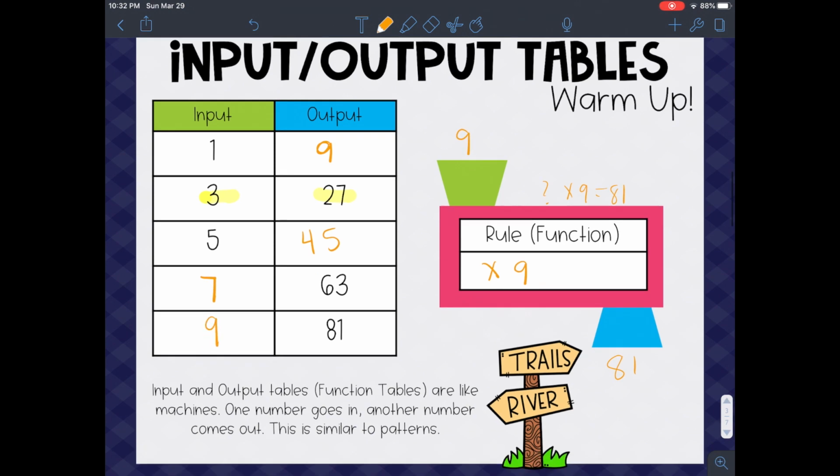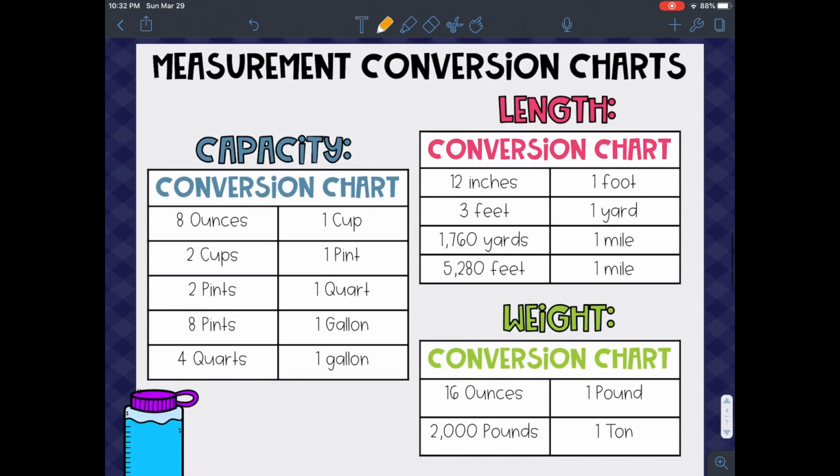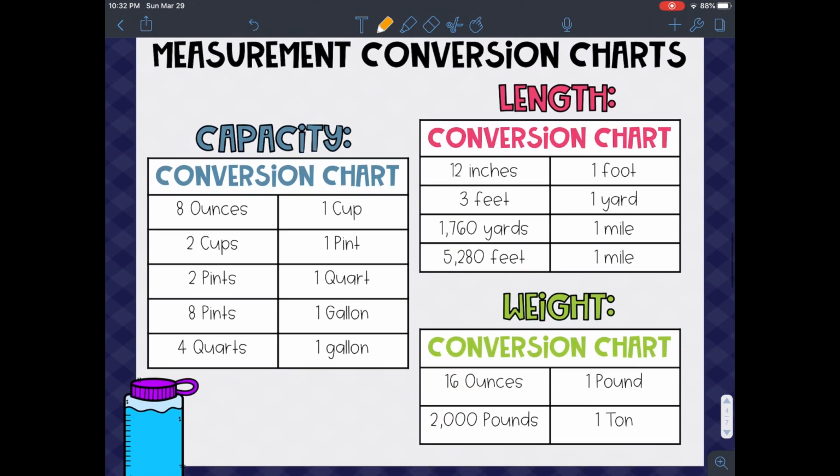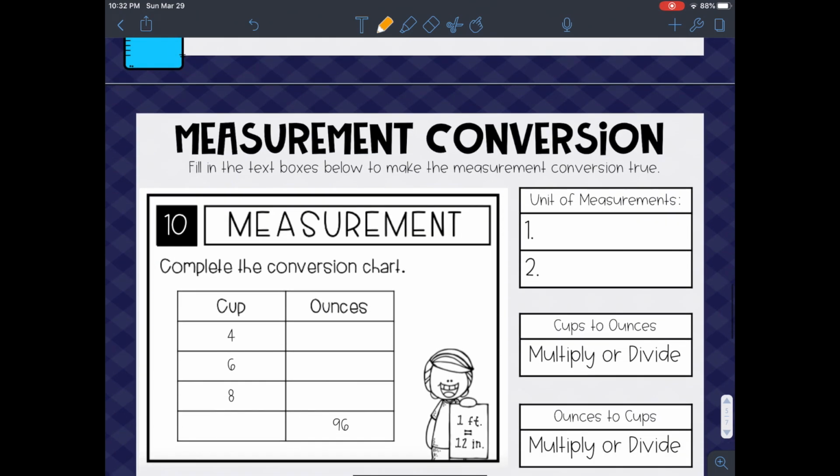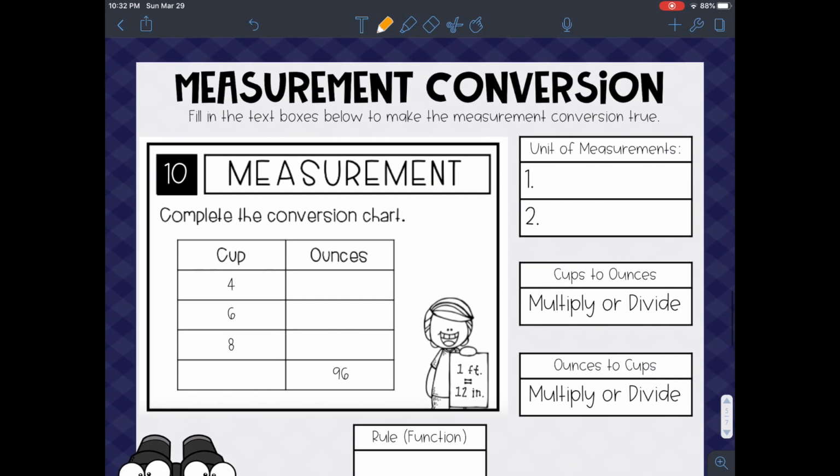You're going to be using this measurement conversion chart again. We've been using this for about 3 or 4 days now to answer these next few questions. So we're going to get started with this one as a review, and I'm going to do guided practice with you. If you want to pause the video, you can go ahead and try it on your own.